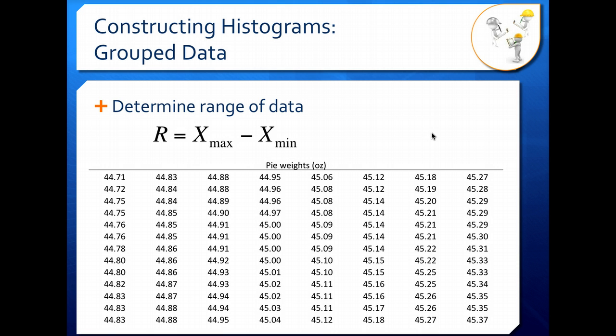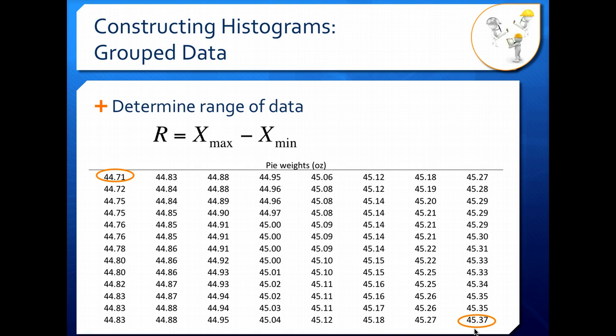Constructing histograms for ungrouped data is pretty easy. You just count up the number of observations in each group and post it. But when you have grouped data, it gets a little bit more complicated. So let's create a histogram for this pie weight data right here. Our average pie weight that we want is 45.0 ounces. We have a range of weights from 44.71 ounces right here and 45.37 ounces down here.